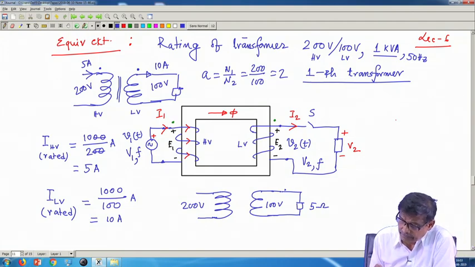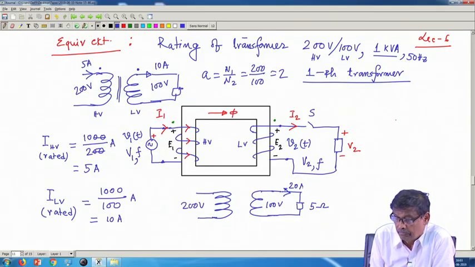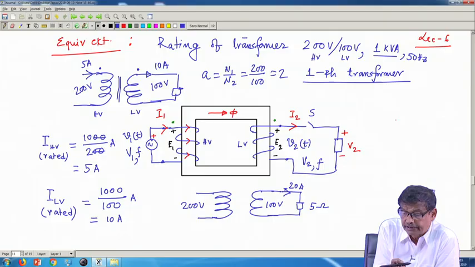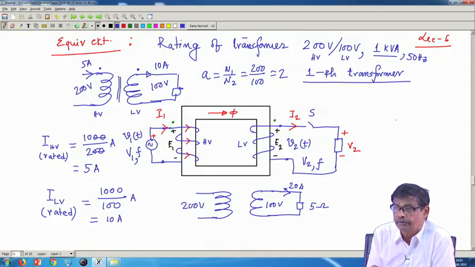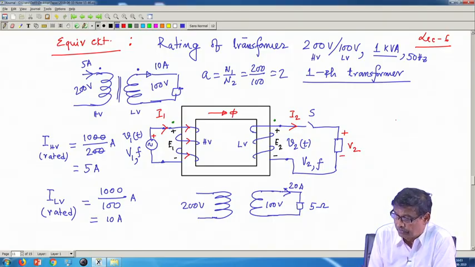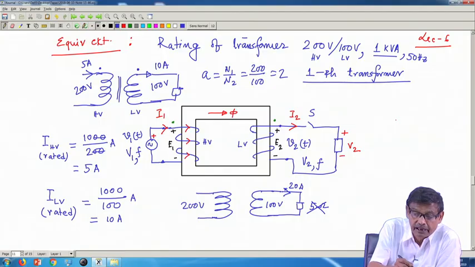What is going to happen? 200 volt, 100 volt, 100 by 5, 20 ampere you are trying to draw, and you will say, oh, rated current is 10 ampere. No, this is not allowed. So do not connect 5 ohm then. Are you getting? You must understand this.